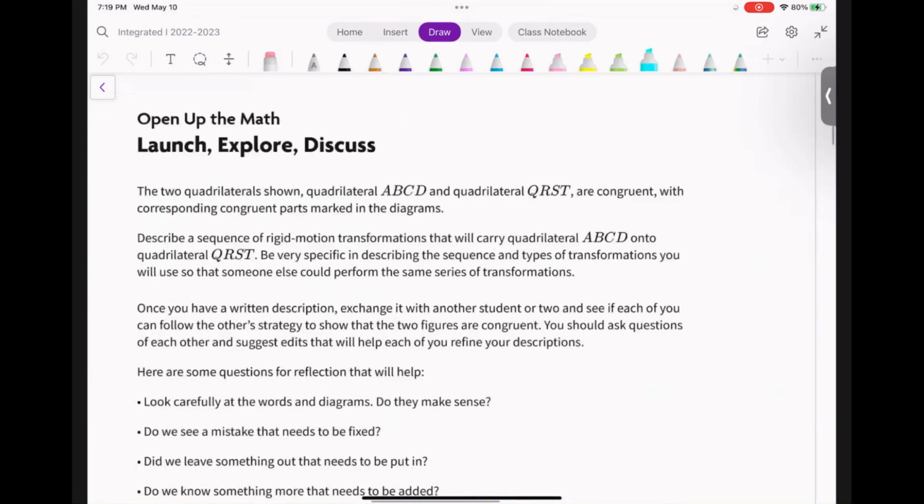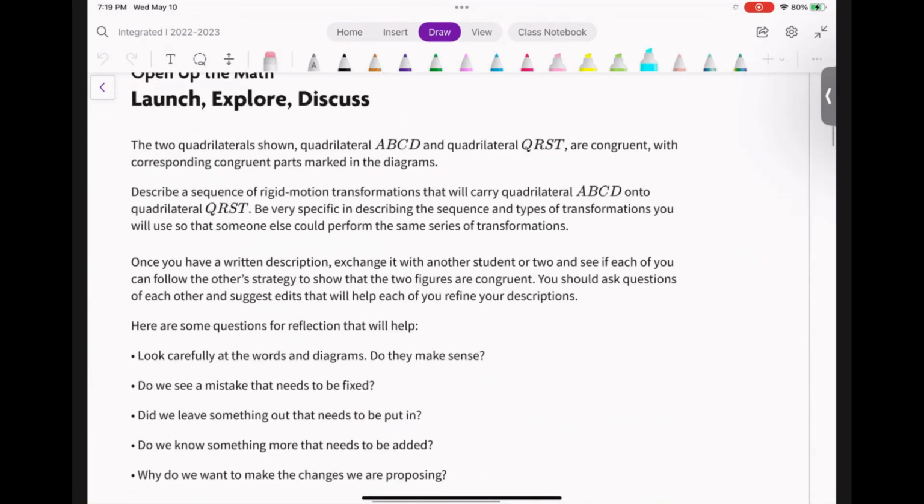So it says two quadrilaterals are shown. You'll see them below. Quadrilateral ABCD and QRST and they're congruent with corresponding congruent parts marked in the diagrams. Now you're going to hear this phrase, corresponding congruent parts, marked in the diagrams, over and over again. And so we'll talk about that first.